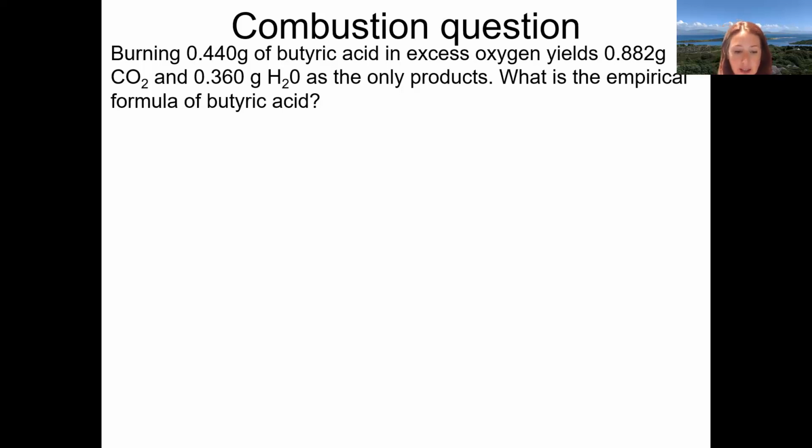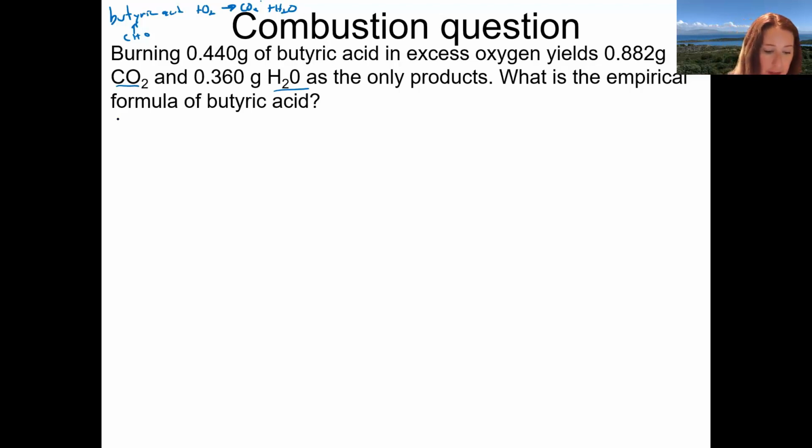So butyric acid is producing CO2 and H2O. It might just be C's and H's, or it could be C's, H's, and O's. We don't know. We just know that when we burn this butyric acid and it combines with oxygen, it makes CO2 plus water. But we can't tell if it has O's, because the products have C's, H's, and O's. So we need to figure it out. The first step is to figure out how much carbon and how much hydrogen is in there.